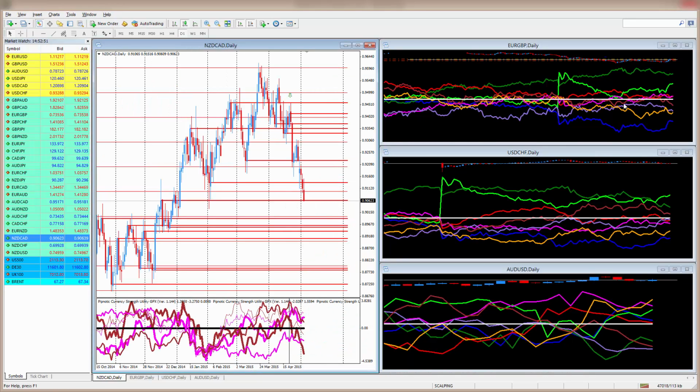Well, that was another example. I don't think there's much else here, any more clean readings, but I think we'll leave it at that for the time being. So this again is a currency strength analysis for swing trading purposes.